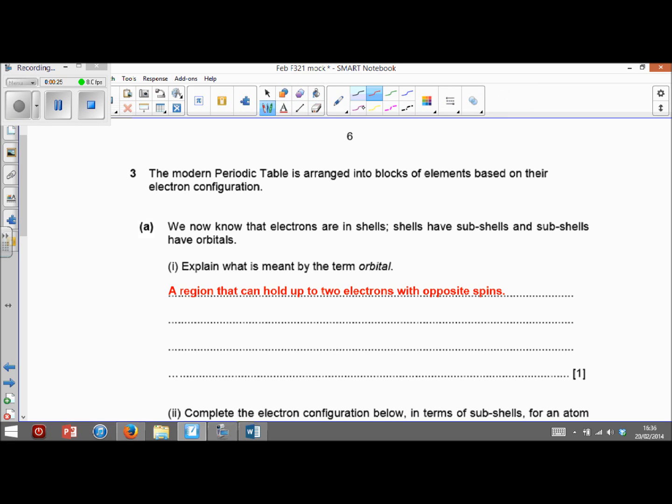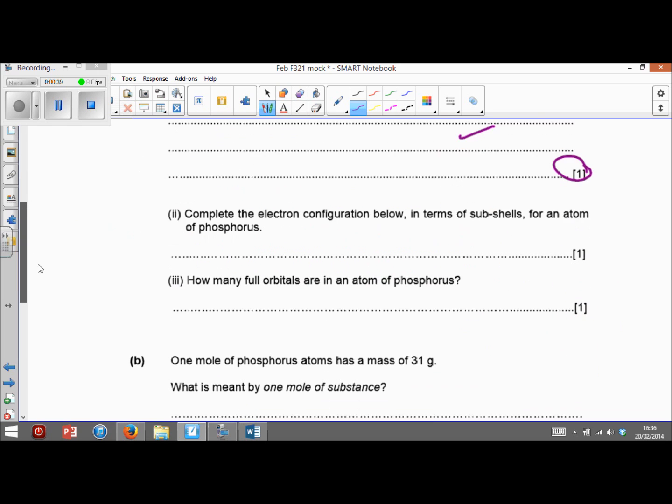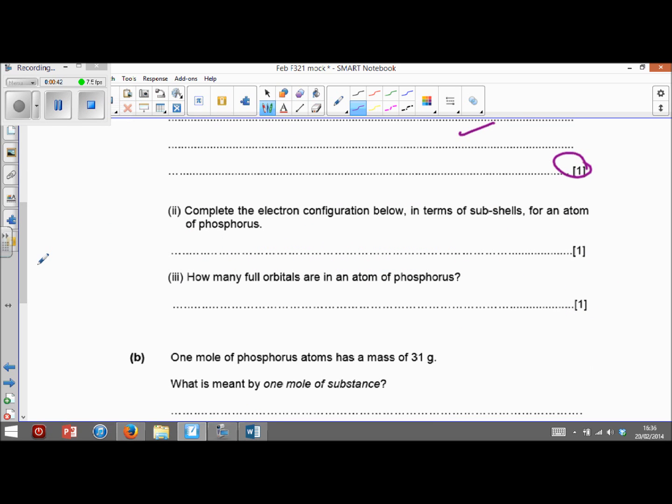Now, most people got a region that can hold up to 2 electrons, but you need to state with opposite spins to get that 1 mark. To get these definitions learned, use that F321 exam technique booklet. Really useful, that. So complete the electron configuration below in terms of subshells for an atom of phosphorus. Now, if you look at your periodic table, phosphorus has got how many electrons? 15 electrons.